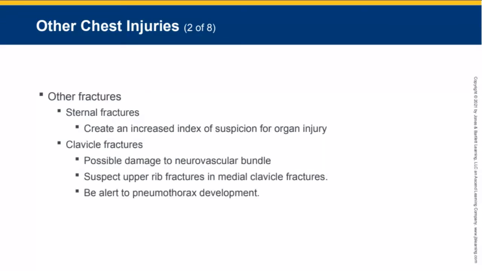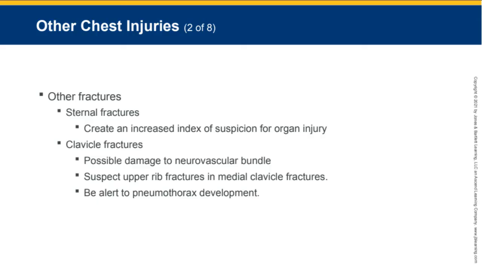For other fractures, sternal fractures create an increased index of suspicion for organ injury. So if someone has a fracture to their sternum, that's significant force applied to the chest, think about internal injuries. For a clavicle fracture or fractures, possible damage to the neurovascular bundle can occur. Suspect upper rib fractures in medial clavicle fractures. Be alert to pneumothorax development.